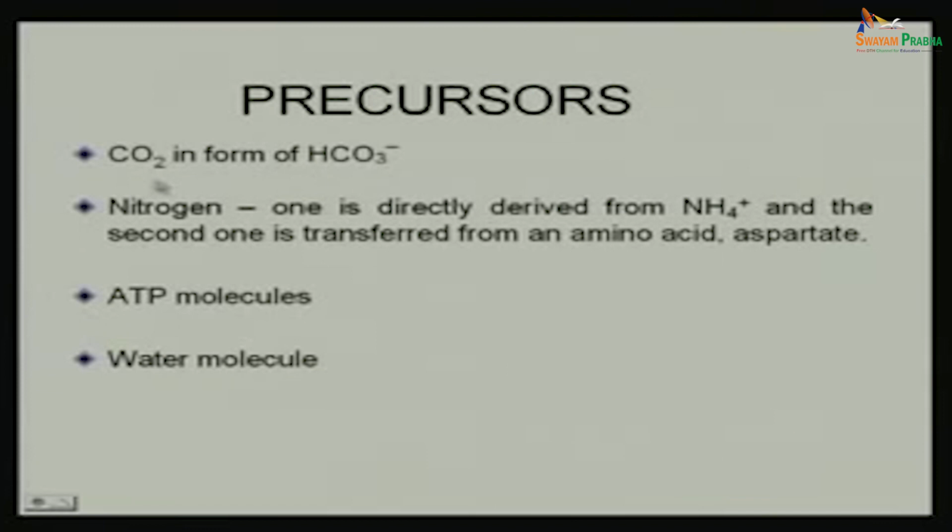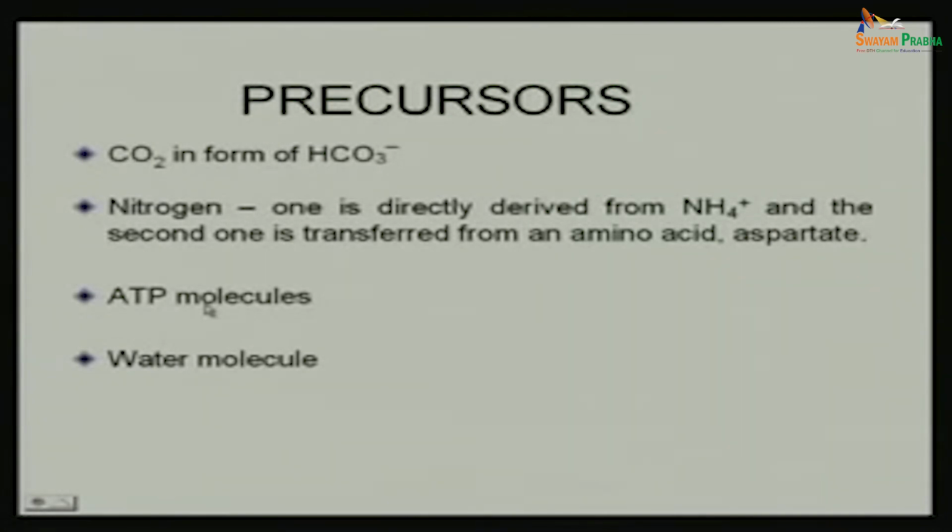Now, these precursors are carbon dioxide in the form of bicarbonate, and nitrogen. How are the nitrogen groups coming? One is directly derived from ammonium, that is NH4+, and the second one is coming from the amino acid aspartate. ATP molecules are playing a significant role in this urea cycle.